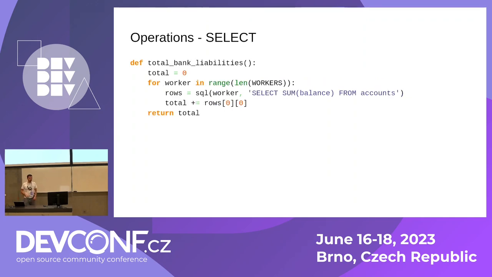Now we want to do an operation which spans multiple servers. For example, we want to know how much money people have at our bank, so how much money we might be forced to pay if they come and ask for their money. That's kind of easy. We just list all of the workers that we have, and we go across the workers, ask them for their sum of the balances, and just report it. That's fine. Okay, so it was fine, case closed. We can go home. We have our piggy bank across multiple servers.